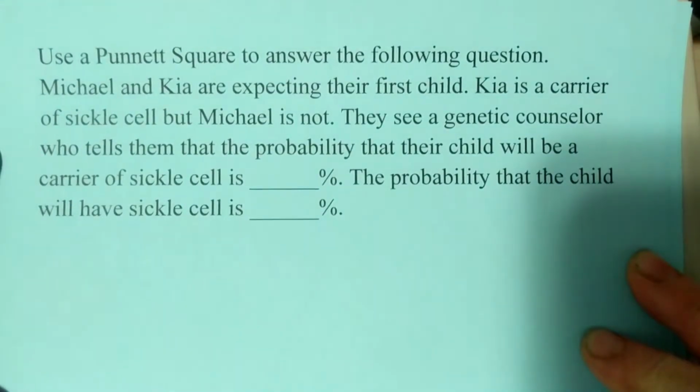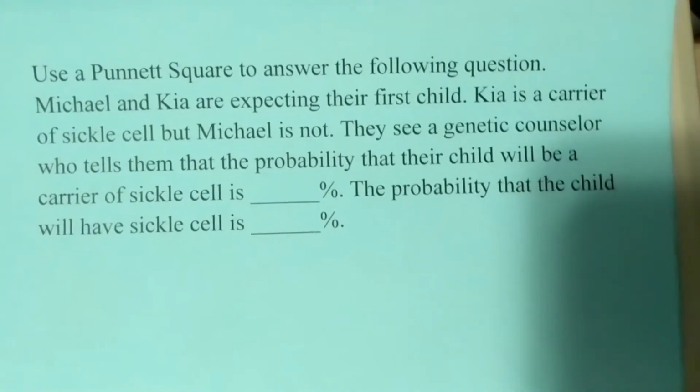We're going to start with this first question. It says, use a Punnett square to answer the following question. Michael and Kia are expecting their first child. Kia is a carrier of sickle cell, but Michael is not. They see a genetic counselor who tells them that the probability their child will be a carrier of sickle cell is blank percent, and the probability that their child will have sickle cell is blank percent.